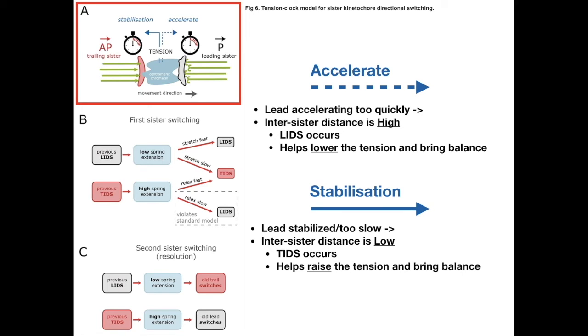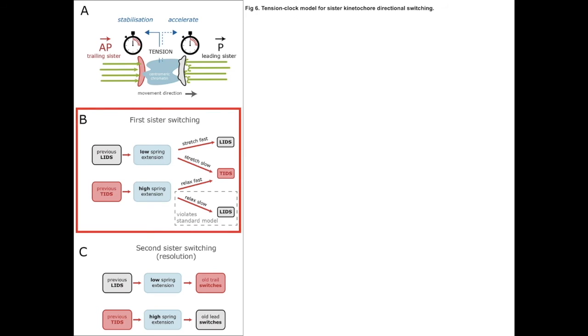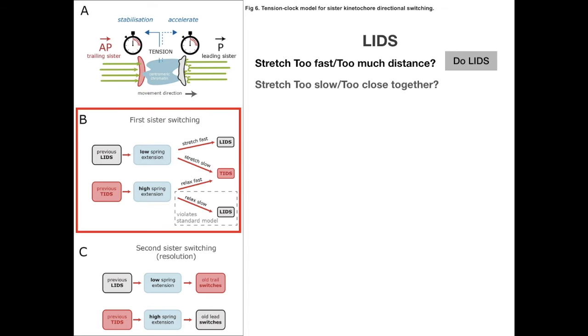This will help keep the chromosomes aligned with the metaphase plate. 6b shows that if you initially have a LIDS, which lowers the tension, but the leading sister in the next oscillation accelerates fast enough, the chromosome can handle another LIDS. Whereas if you initially have a LIDS and the leading sister doesn't accelerate enough and keep a balanced amount of tension between the sisters, a TIDS will occur to raise the tension and help maintain the balance between them.